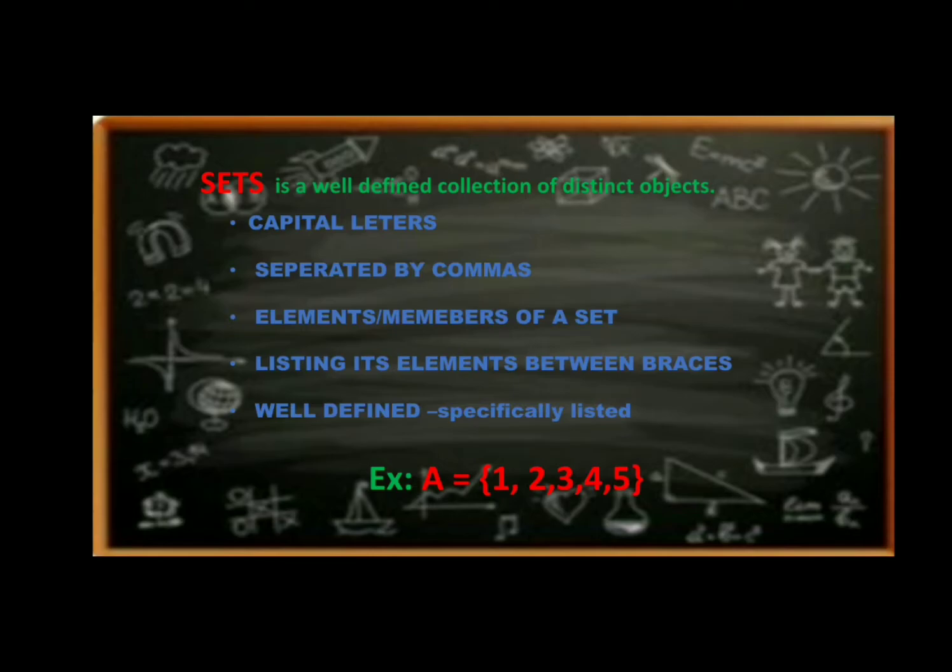Sets are usually represented by capital letters. The objects of a set are separated by commas. The individual objects in a set are called the members or the elements of the set. It can be represented by listing its elements between braces. And this kind of example is well-defined, which is specifically listed.